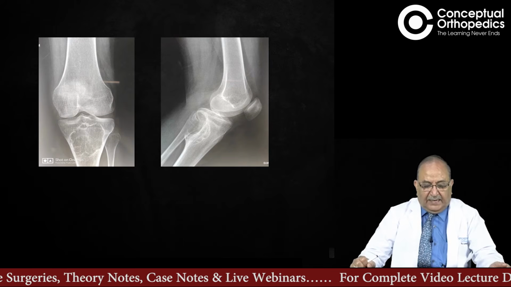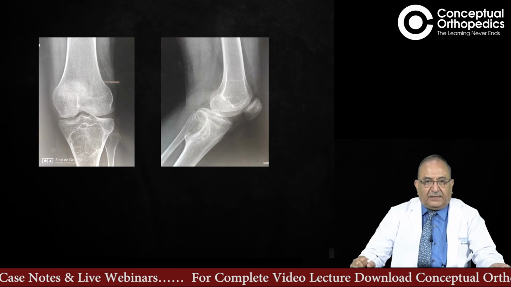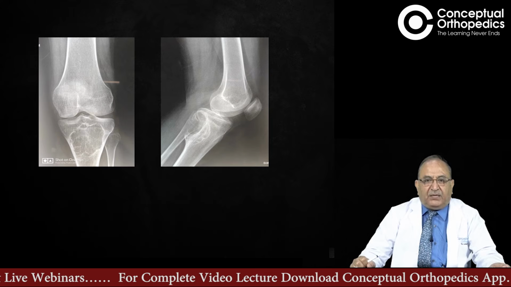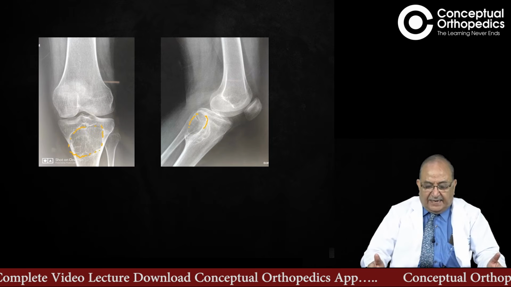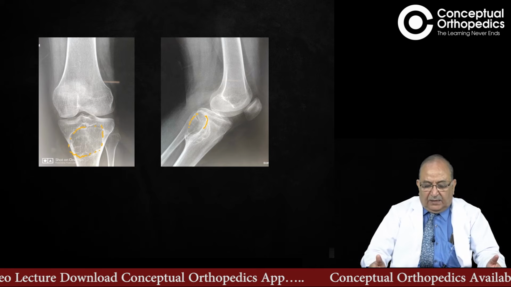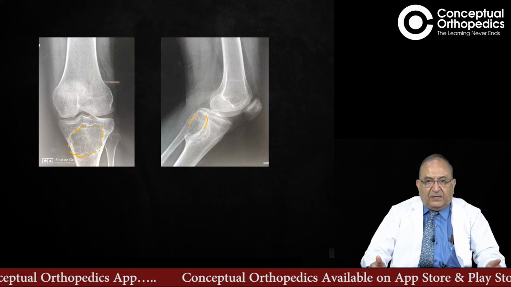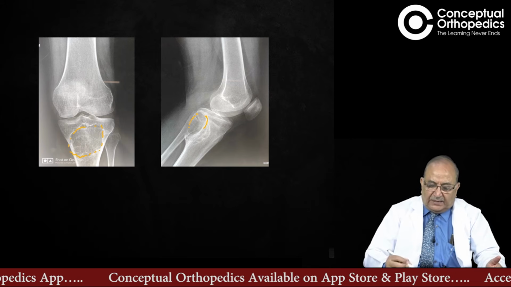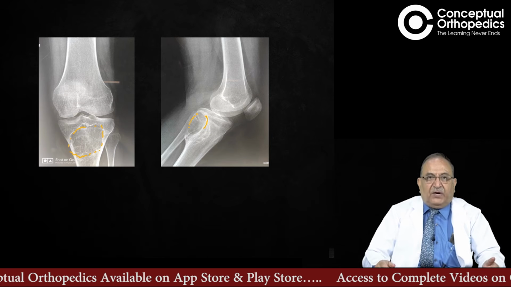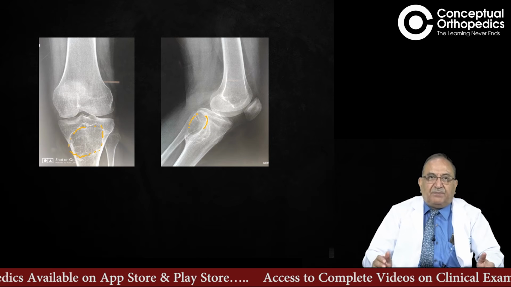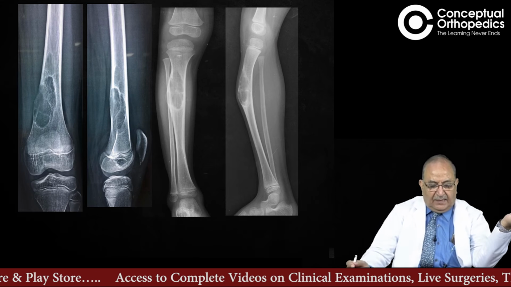Now, the next X-ray is an X-ray of the knee joint, and the X-ray belongs to a patient with skeletal maturity. Since in this X-ray the lesion is eccentric, geographical, with a fibrous margin present at the upper end of the tibia, and the posterior cortex is already destroyed, this is likely to be a chondromyxoid fibroma, which is more aggressive than the previous lesions which I had shown. So let us come to the next slide.